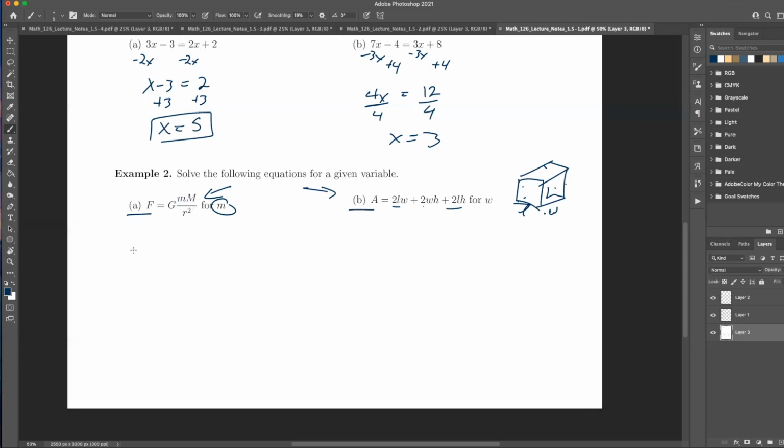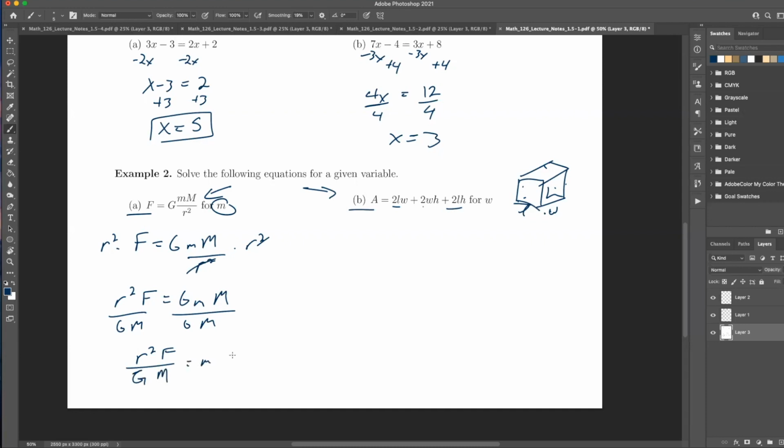Actually, let me do this on... so here I'm going to multiply by r squared. And so this is something I'm allowed to do. So I can cross this off. And then I'm going to divide by, so I have r squared f equals g m n. So I'm going to divide by g and m. So I have little m. So I have r squared f over g m is equal to the little m.